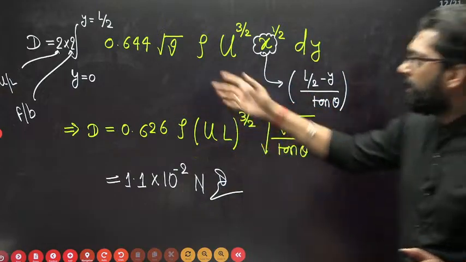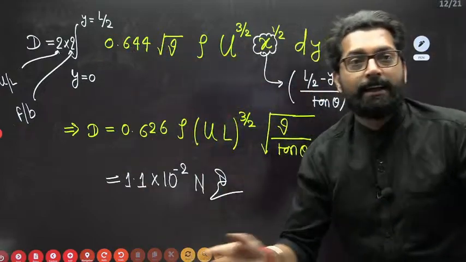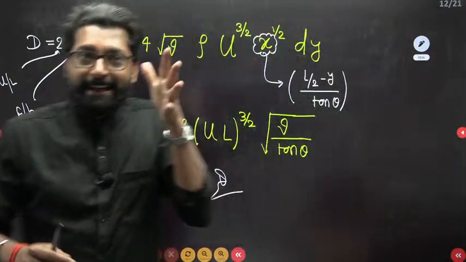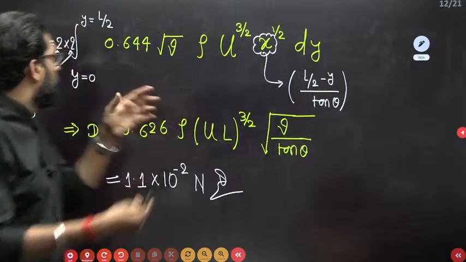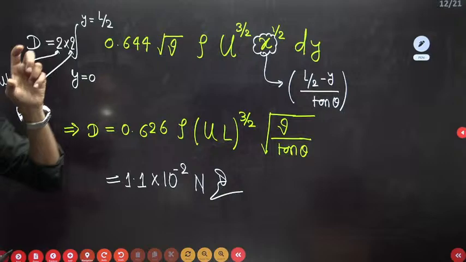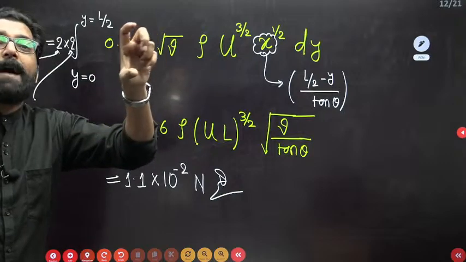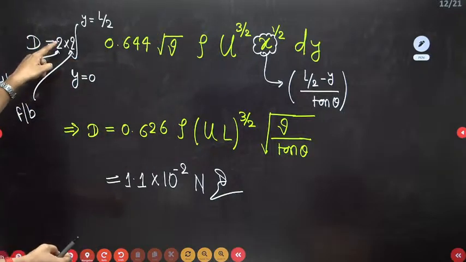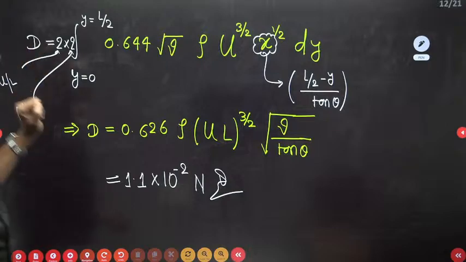They are asking for the total drag, and the plate geometry is for front and back both. So from front and back, multiply with 2. And we have to take the area which is only the upper part of the triangle. There are two parts, upper part and lower part, so multiply with 2.